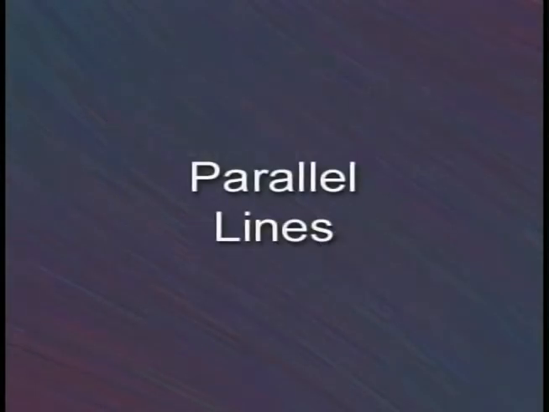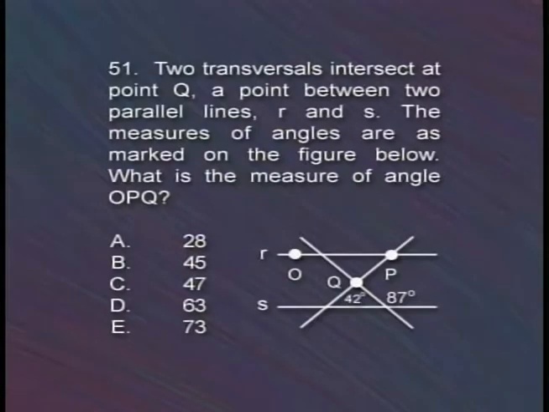Problem 51. Two transversals intersect at point Q, a point between two parallel lines, R and S. The measures of angles are as marked on the figure below. What is the measure of angle OPQ?